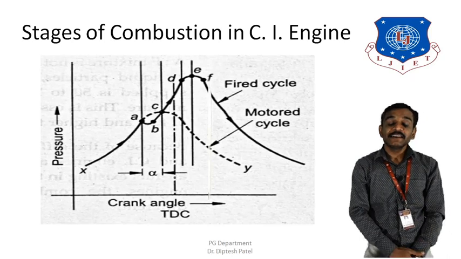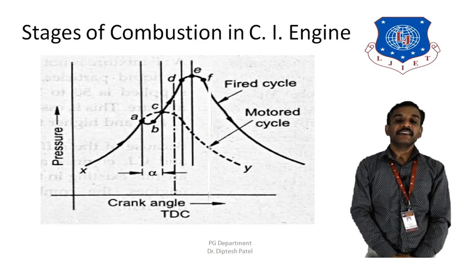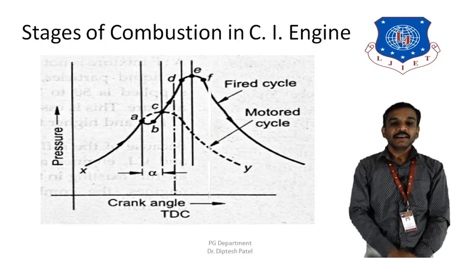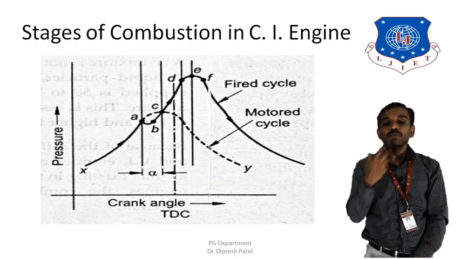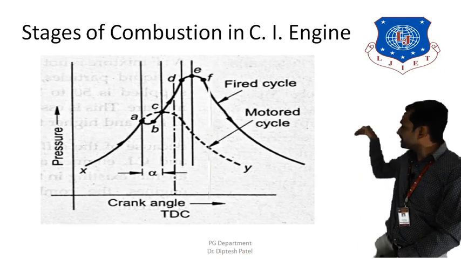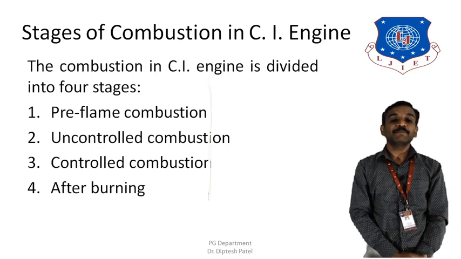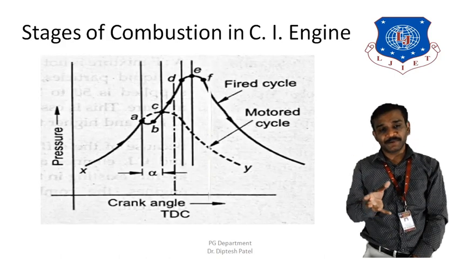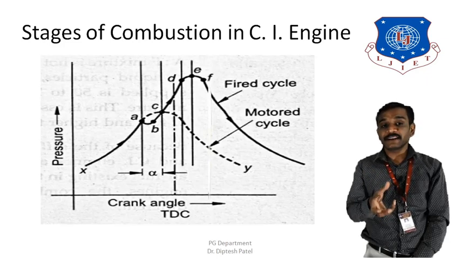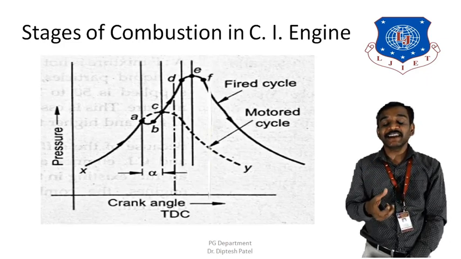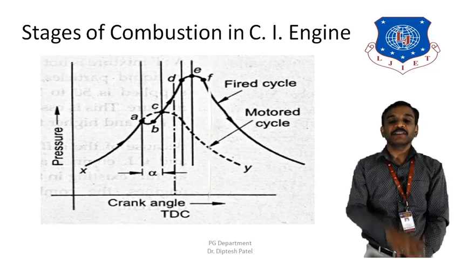So basically, when the fuel is injected, it atomizes first and then vaporizes in the heated air, and to vaporize the fuel it requires heat from the surrounding heated air. Therefore, the slight reduction in the pressure takes place, that is shown by A to B. So A to B is known as the pre-flame combustion. Basically, in that stage the flame does not appear, and the overall energy release rate is less because energy is absorbed by the fuel for vaporization, and that's why the pressure drop takes place.